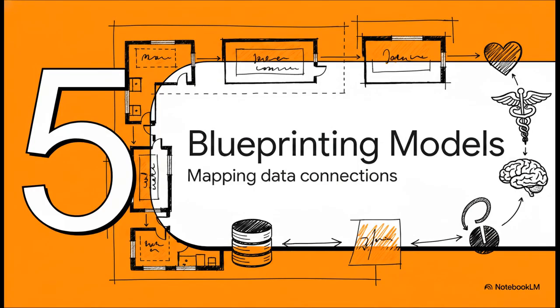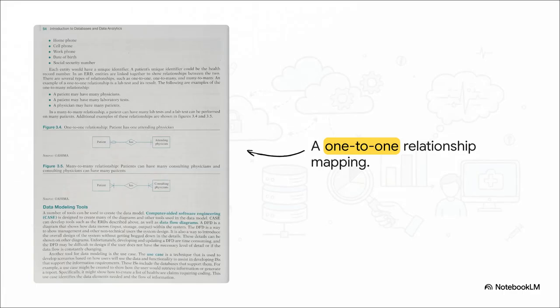Section 5. Blueprinting with data models. With standardized language, we need to map out the connections. Before you build a house, you need an architectural blueprint, right? Well, in database design, that blueprint is called an Entity Relationship Diagram, or ERD. It visually maps out how different entities, like a person, a room, or a piece of equipment, relate to one another. The simplest version is a one-to-one relationship. Think of one single patient mapped directly to their one specific attending physician.